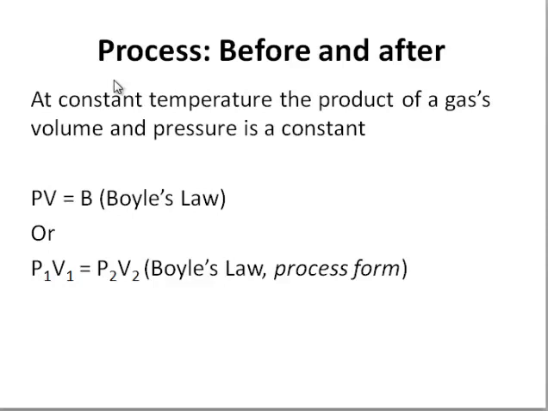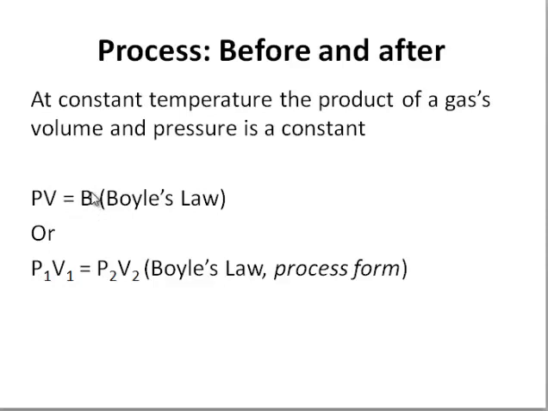At constant temperature, the product of a gas's volume and pressure is a constant. Now that's written PV equals B. This is called Boyle's law. That's why I use big B for the constant.